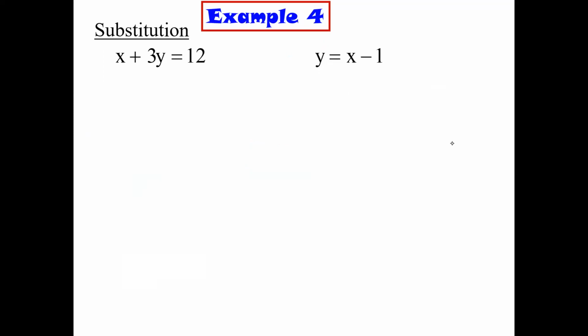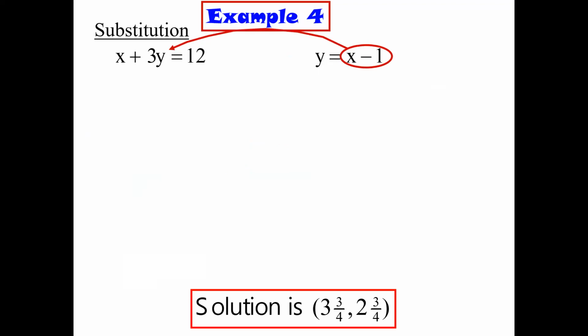Let's take a look at example 4. I want you guys to pause the video and give it a try on your own. The answer is also provided for you.